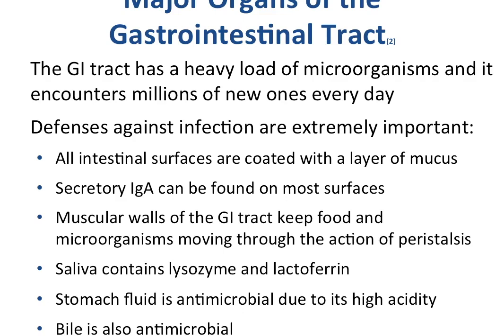This includes the intestinal surface being coated with mucus, and the GI tract also secretes IgA to cover the surface of the whole tube. Also, the muscular wall of the GI tract can push food and microorganisms toward the anus by the action of peristalsis.